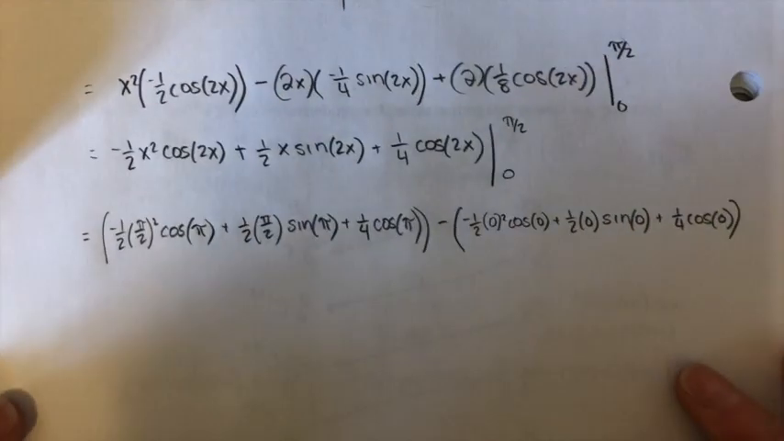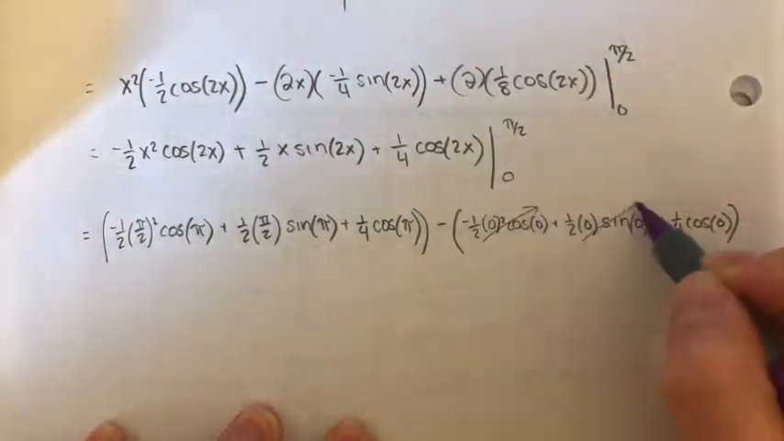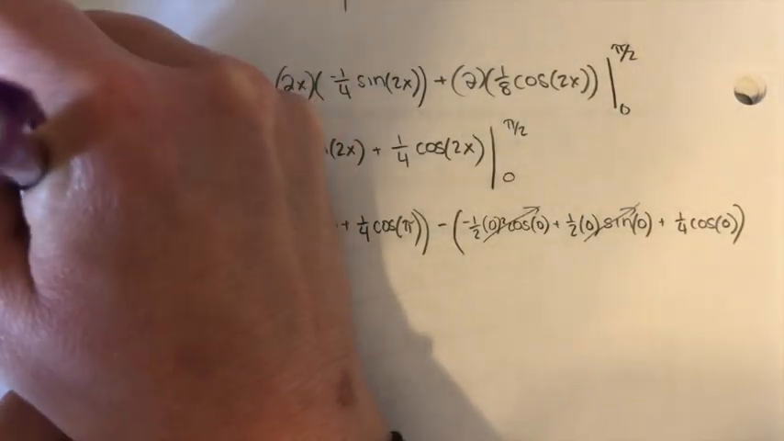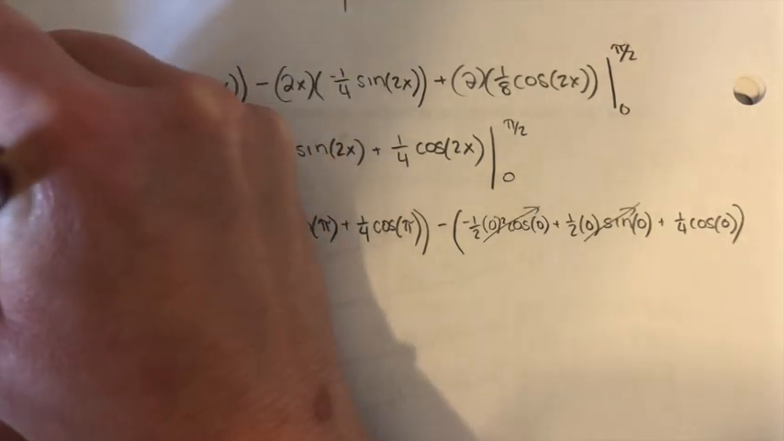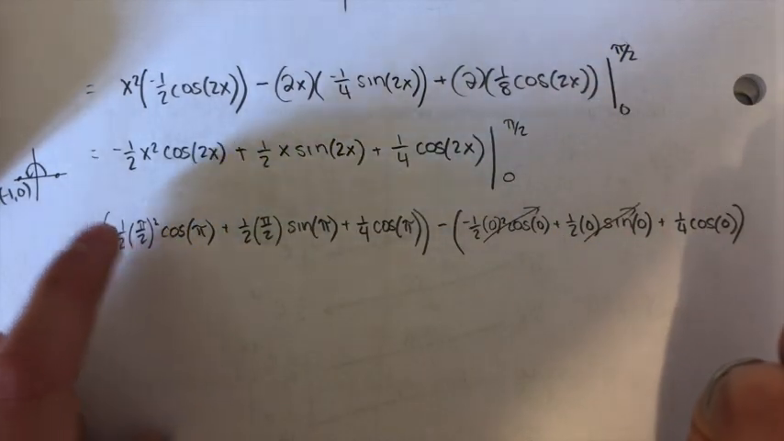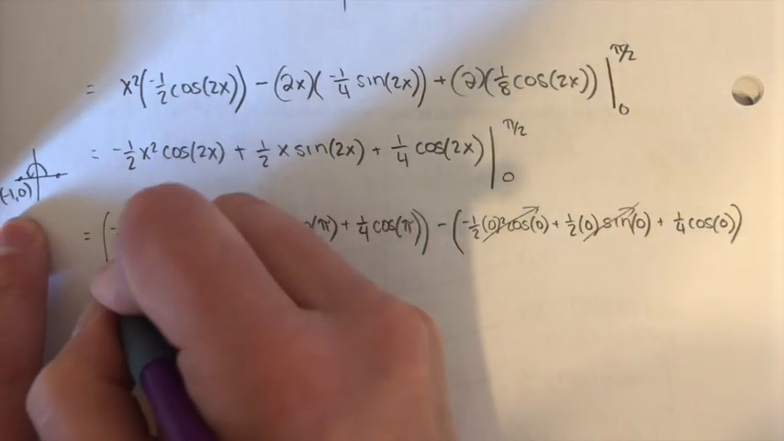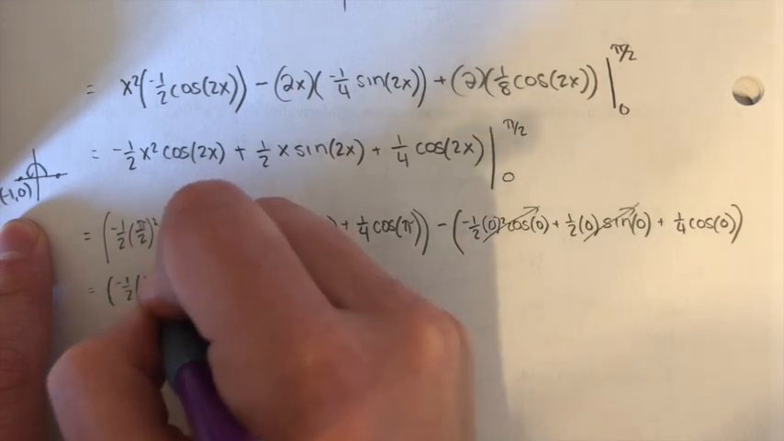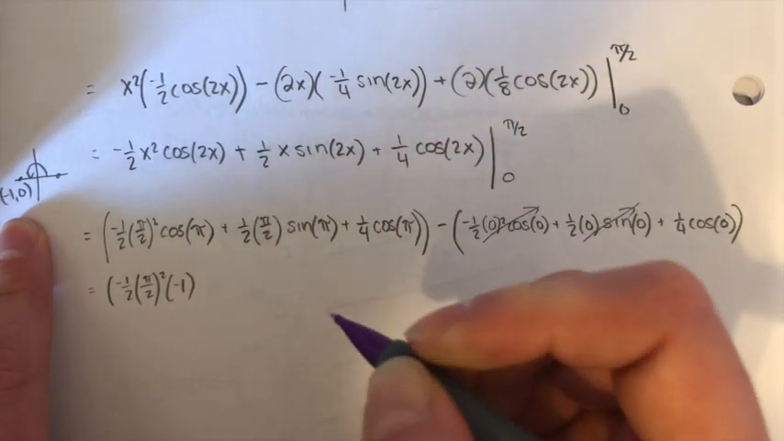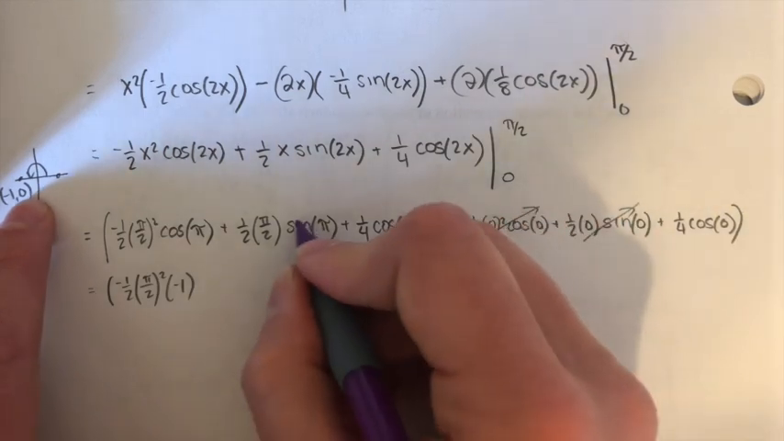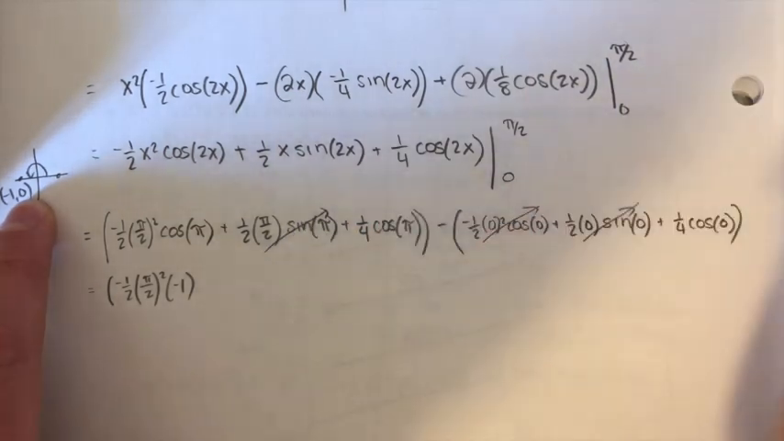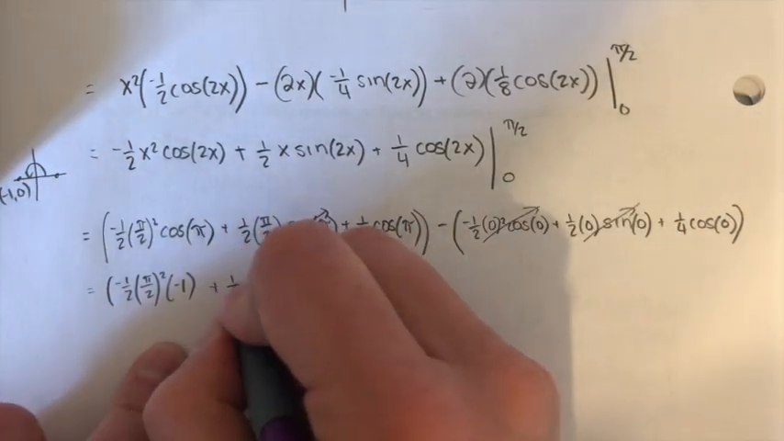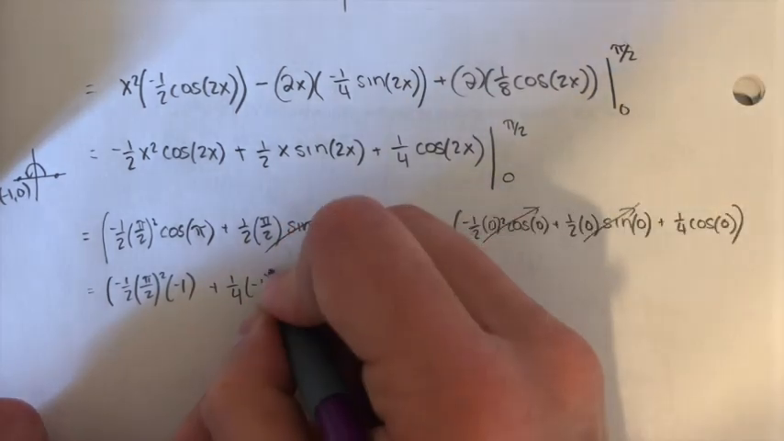So now we have to figure out which ones still are things. So this is all 0, this is all 0. Cos of pi, so here's pi. This is negative 1, 0. So my cos, this is a negative 1. So this is going to be negative 1/2 times pi over 2 squared times negative 1. Sine of pi, this whole thing is 0 because sine of pi is 0. My y-coordinate at that point is 0. And then cos of pi, this is going to be 1/4 times negative 1.